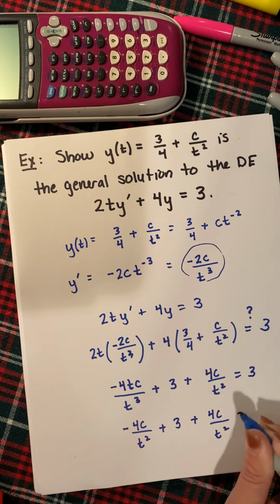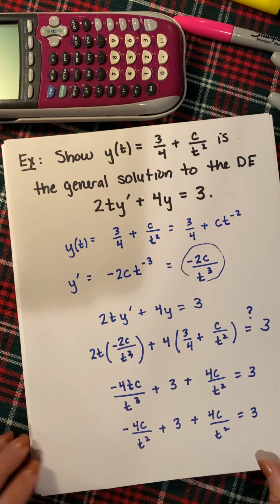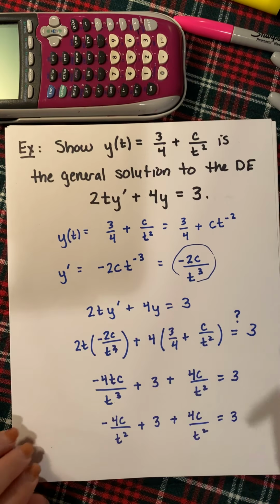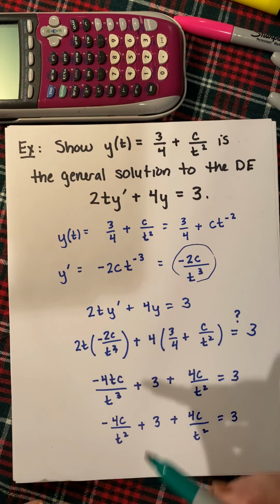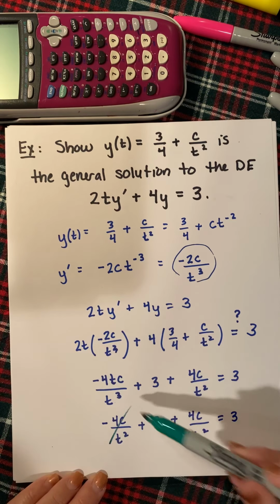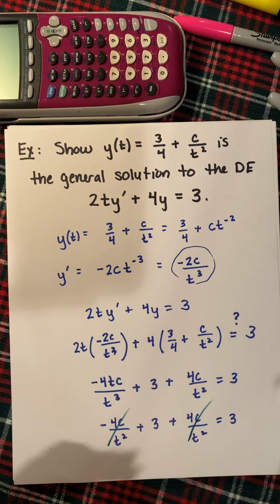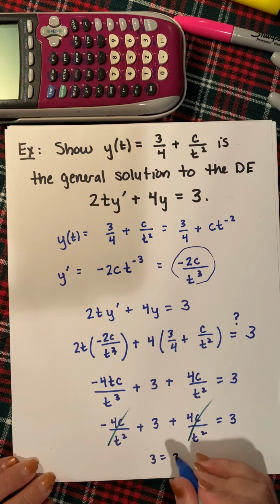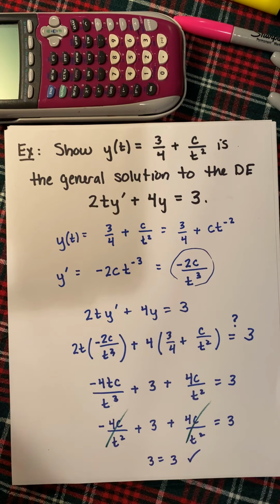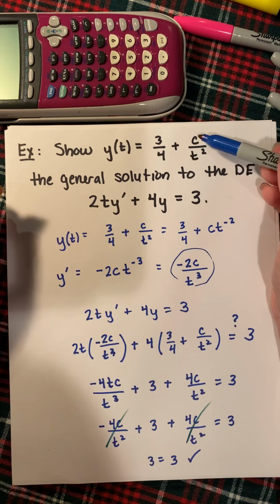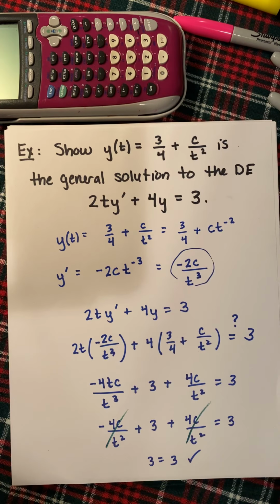So this is showing a check of this differential equation. We were told the solution. Now notice negative 4c over t squared and positive 4c over t squared cancel. We get 3 equals 3. So this is in fact a solution to this differential equation. So this is a general solution because it involves an arbitrary constant.